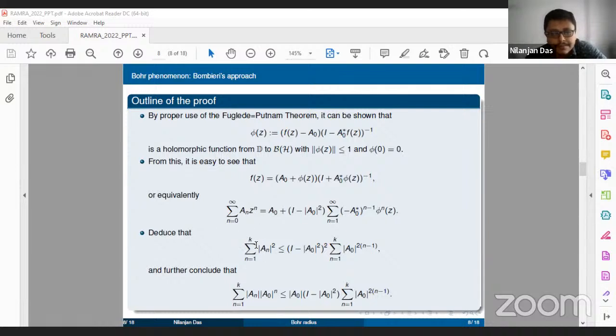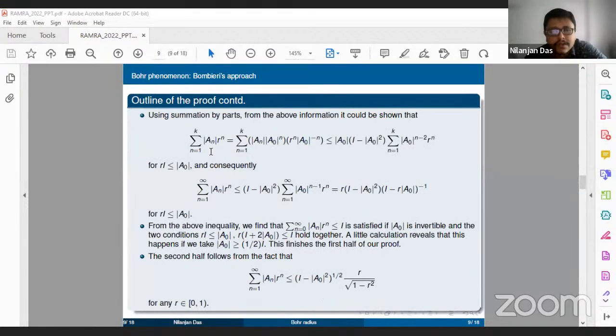So from this, one can obtain a representation of f(z), and then we get certain inequalities on the coefficients of f, like this square sum of the coefficients up to a certain k, and then we use some Cauchy-Schwarz type inequality to estimate the sum over n equals 1 to k of |a_0| to the power n, and then we need to use a summation by parts to get a proper estimate on the quantity sum over n equals 1 to k of |a_n| r to the power n.